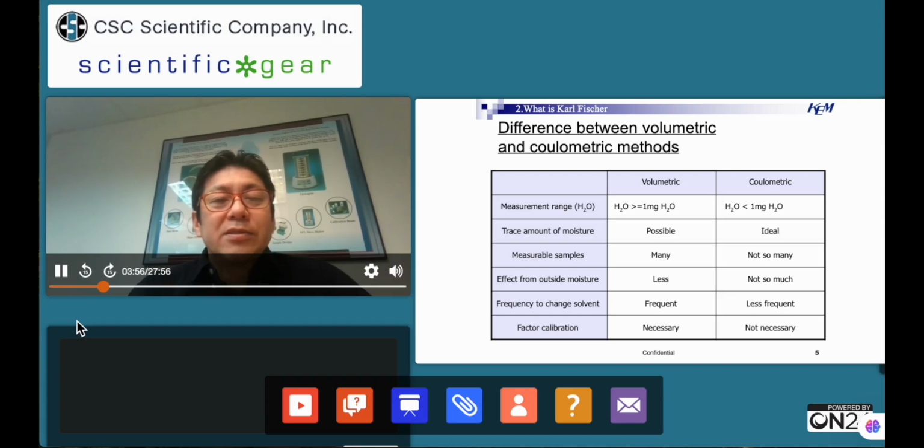I mean, when doing the Karl Fischer measurement, sometimes there is a side reaction. If there is a side reaction, the result will be higher. So we have to avoid that kind of side reaction to get a precise result, for example by changing the solvent or adjusting with a pH buffer. Anyway, if the water content is lower than 1 milligram H2O but there is no way to avoid a side reaction, in such cases we recommend using volumetric instead of the coulometric method.